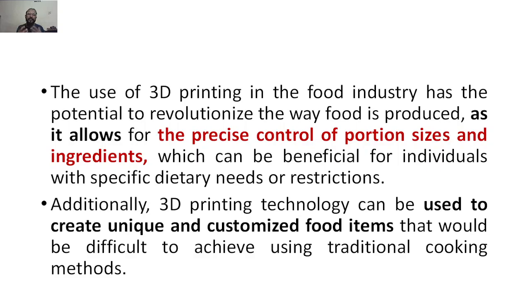We can have new geometries or new structures of food that can be more attractive than what we produce conventionally. It allows precise control of pore size as well as ingredients. Not only the structure, but also the precise control of portion sizes, that means what portion it should be, what kind of structure it should look like. And ingredients also we can manipulate, which can be beneficial for individuals with specific dietary needs or restrictions.